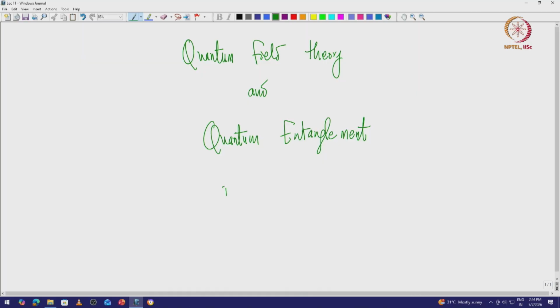So, welcome back friends for another lecture on quantum field theory and quantum entanglement, and we have been looking at the interaction picture in the last class. The basic idea here is that we have done the quantization of free fields.